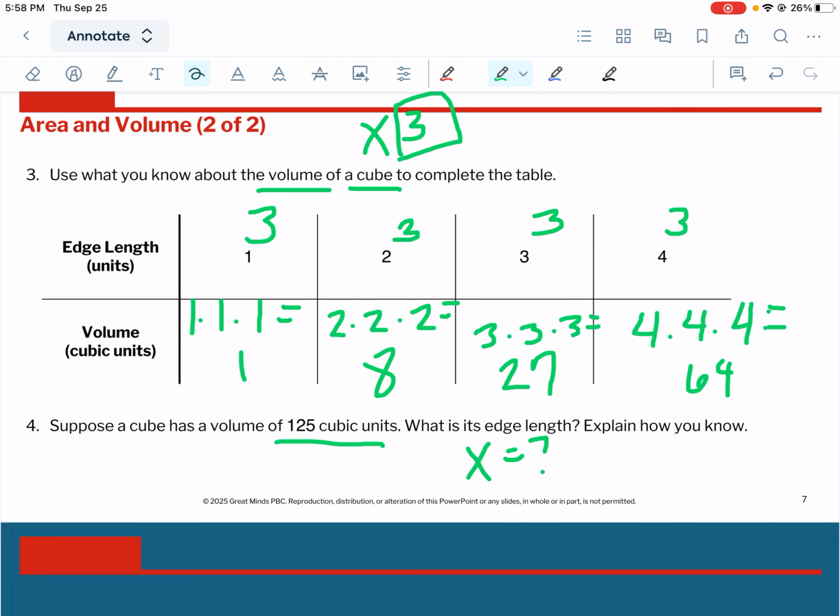So our x is 5 units. Explain how you know, because 5 cubed is 125. If you perform the cube value, then you will get 5 units. That's it.